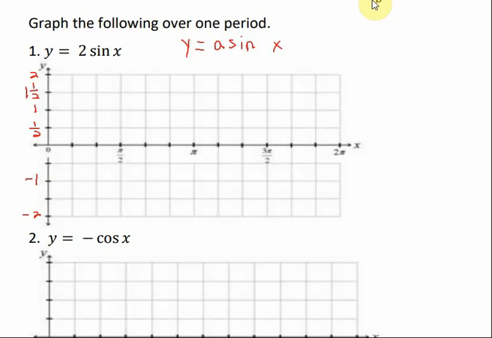So if you'll remember, our sine graph starts at 0, 0, and then it goes up. When it gets to pi over 2, it goes up to 1. Well, in this case, since this is a 2, instead of going up to 1, it's going to go up to 2. And then it goes back down to 0. Then instead of going down to -1, it's going to go down to -2 and back up to 0. All right, so then we just connect our points. And there we have our graph of y is equal to 2 sine of x.